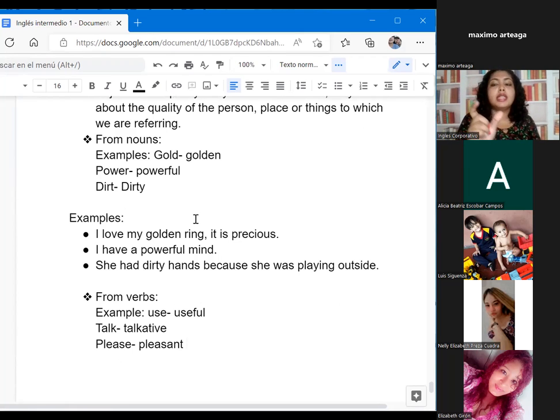We are going to use the base form of those words, and we are going to add some endings, some suffixes, and then we are going to create these adjectives. But not all the adjectives are created like this. These are some examples. And we are going to create some sentences with those adjectives. So let's see. For example, in the number one, we have useful. Let's see.